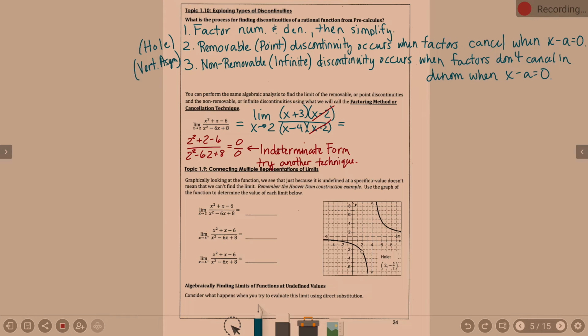No. We're trying to find the limit right here. A limit can still exist at a hole. So at this point, what we have is the limit as x approaches 2 of x plus 3 over x minus 4. Now what happens when I plug the 2 in? Yeah. 5 over negative 2. And there's your answer then.